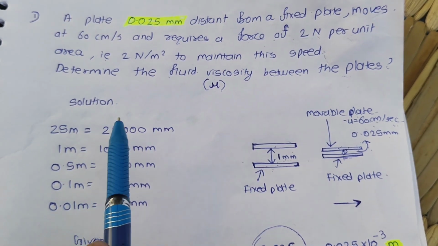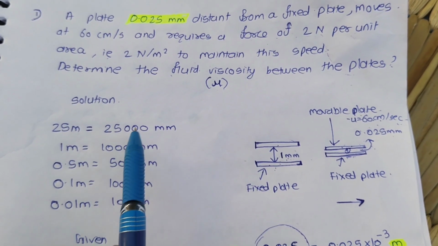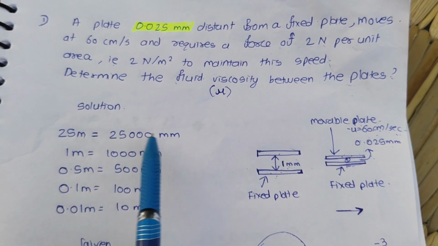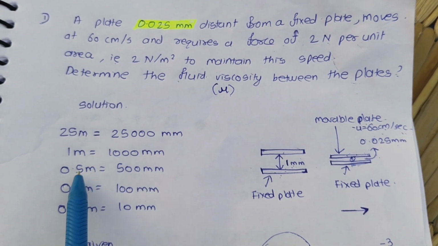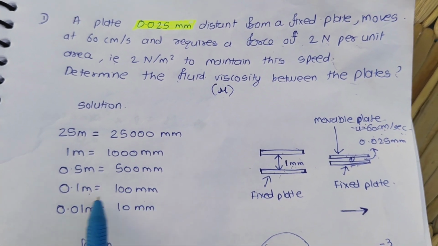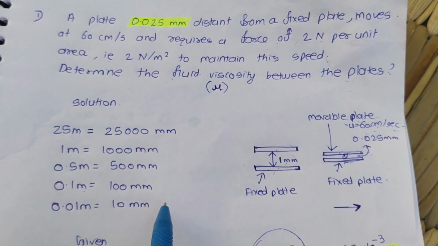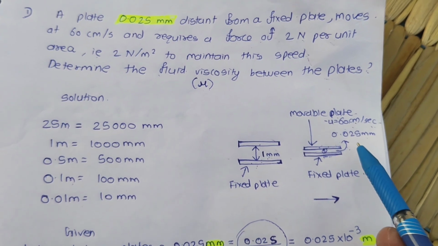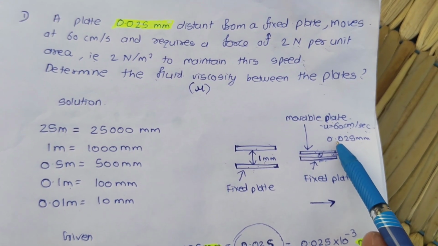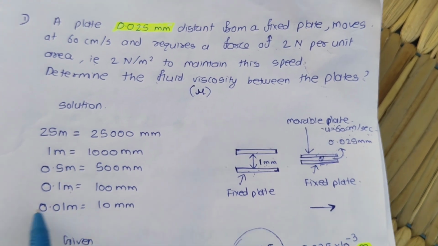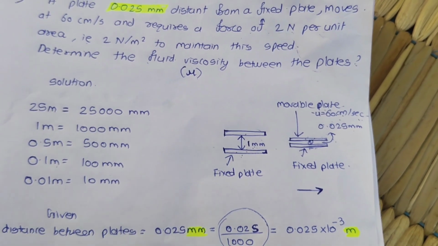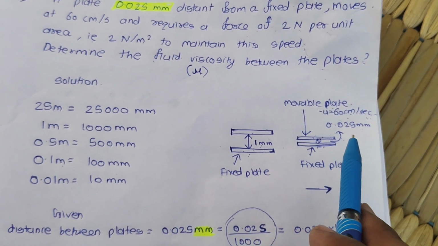First of all, I want to explain the difference between the mm. 1 meter is 1000 mm, 0.5 meter is 500 mm, 0.1 meter is 100 mm, and 0.01 meter is 10 mm. So here the distance between the two plates is very thin. It's 0.025 mm. It's not 1 mm. It is less than 1 mm.